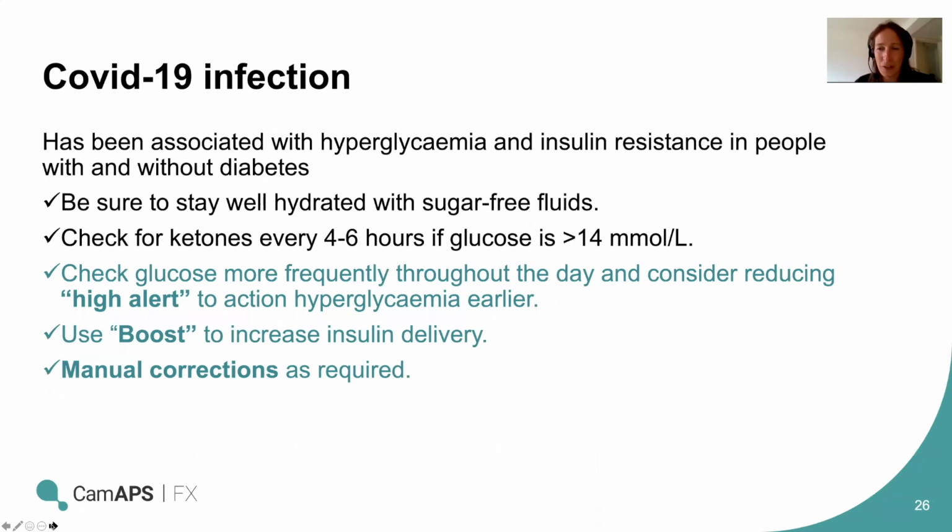We didn't want to focus too much on COVID-19. It's a bit overwhelming at the moment in terms of being everywhere, but it is worth touching base about what we know about it in terms of type 1 and how closed loop could be used to help manage COVID-19 infection. So we do know that it's been associated with hypoglycaemia and significant insulin resistance.